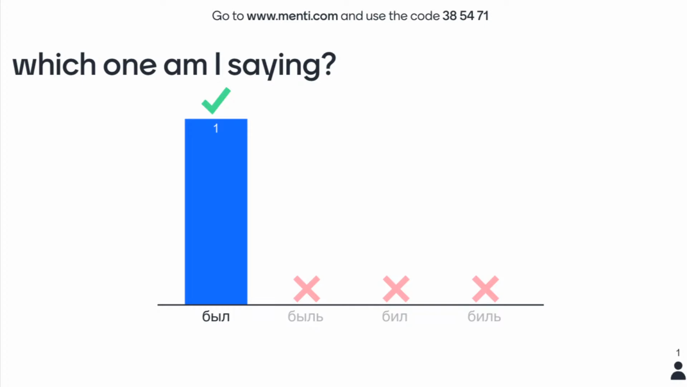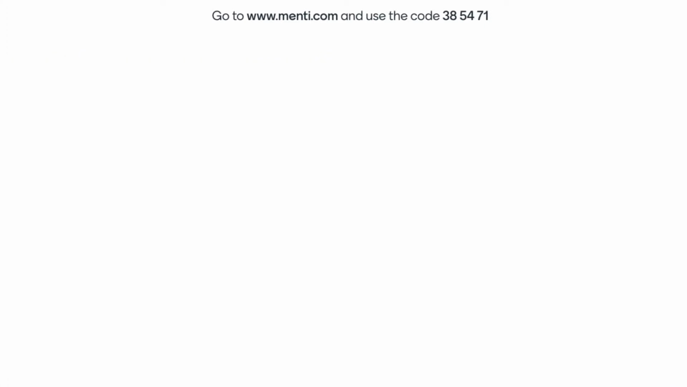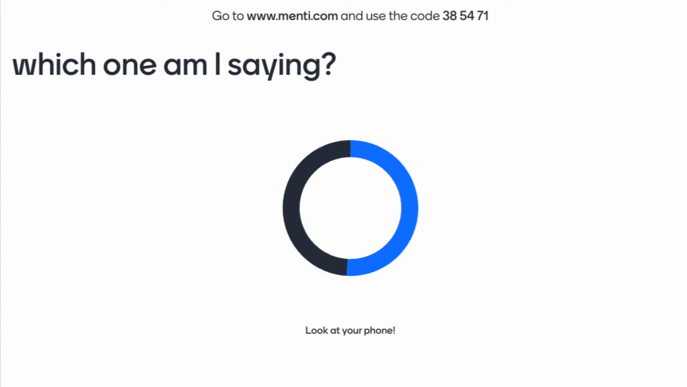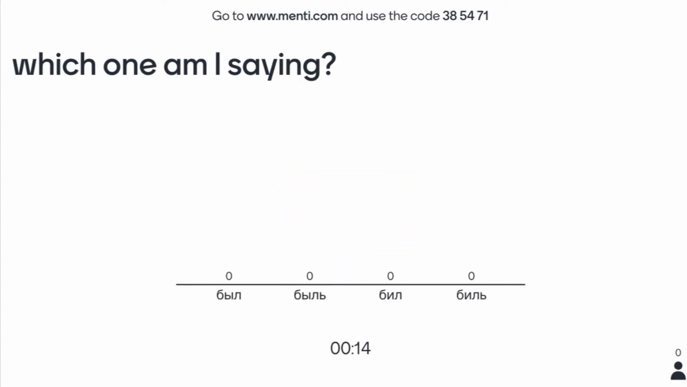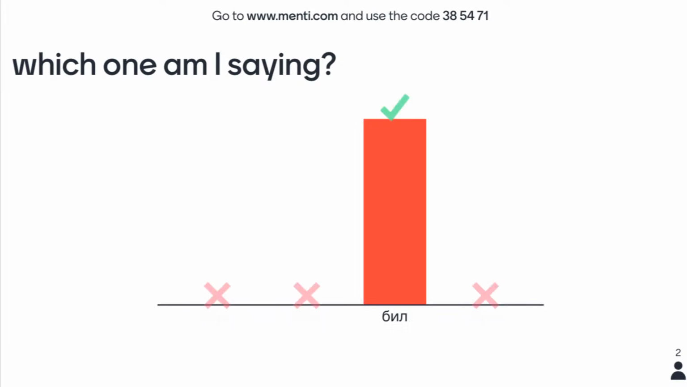Now, next one. I'm going to say one of those again. Listen and tell me which one I'm saying. Answer fast. Бил. Бил is my next syllable. Which one am I saying? Бил. Let's see, anyone answering? Your time is up. Okay, someone voted with me and you did correctly, as well as I did. Good.